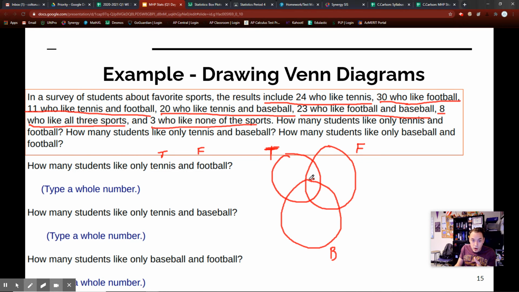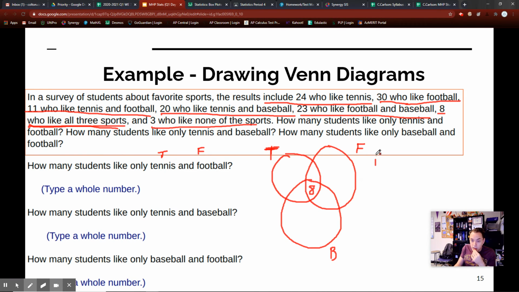Okay. So first of all, we know that 8 like all 3 sports. It says it right here. 8 like all 3 sports, right? So I'm actually going to put an 8 right here. 8 likes all 3 sports. And I'm going to work my way from the middle all the way out. So, okay, now let's see who likes just tennis and football. Where is tennis? 11 like tennis and football. Now, 11 total like tennis and football, right? But we already know that 8 like all 3 sports.